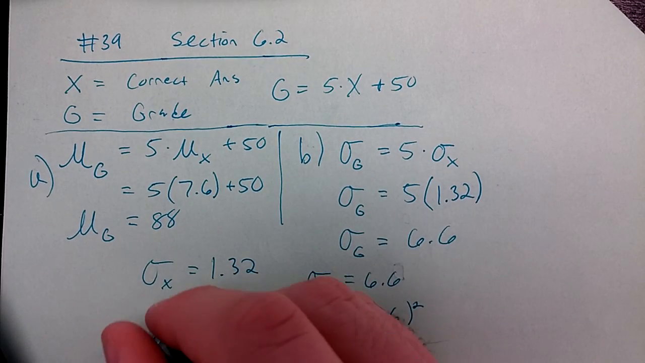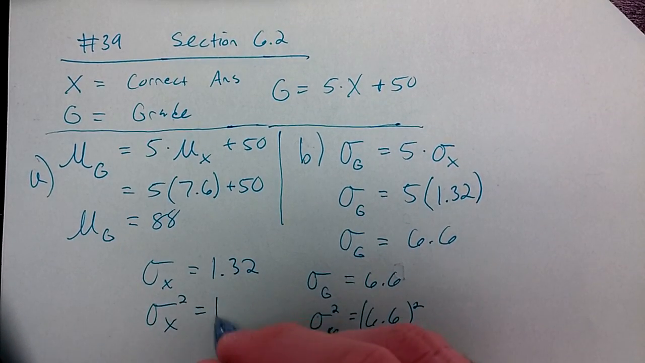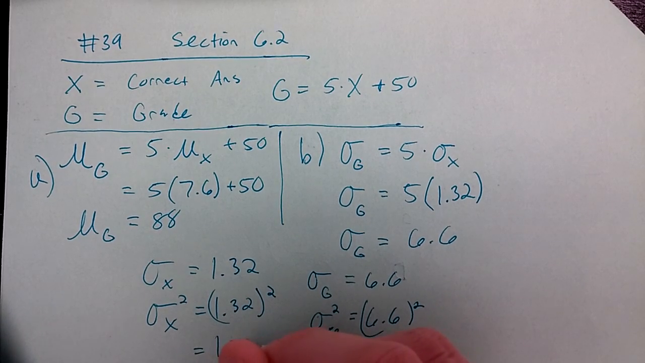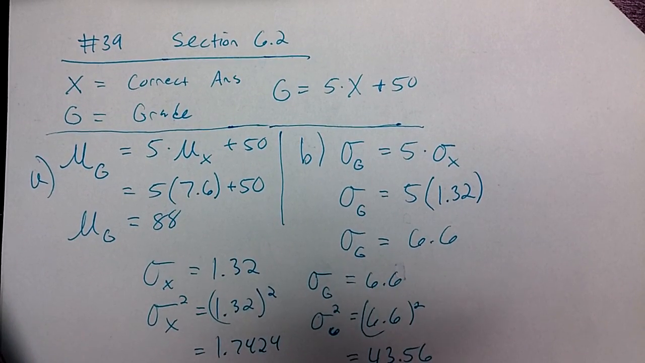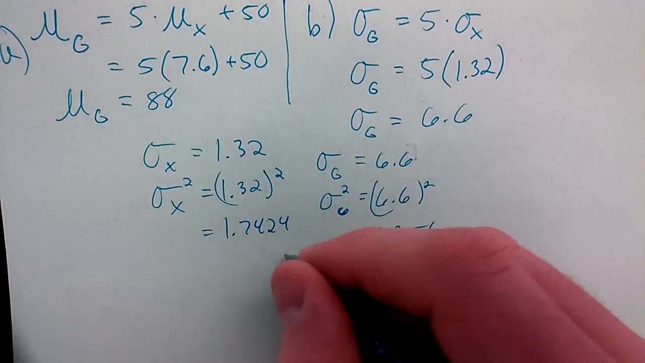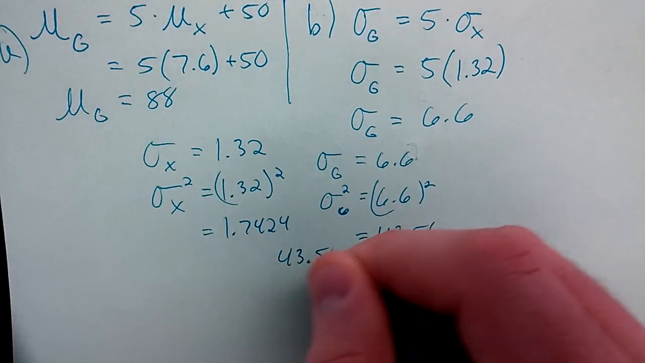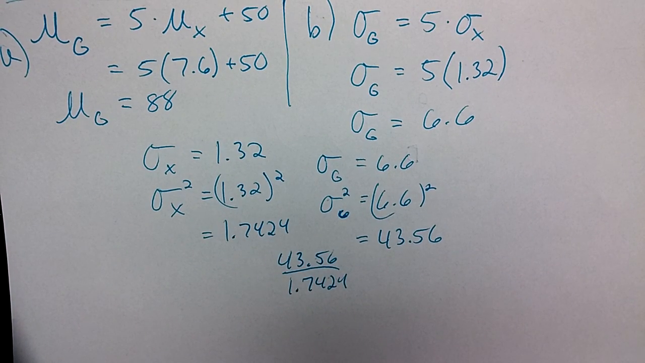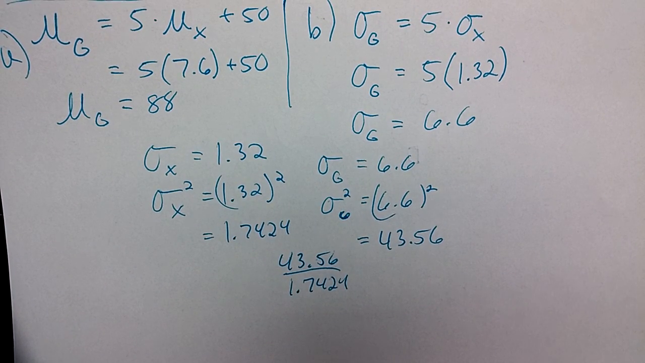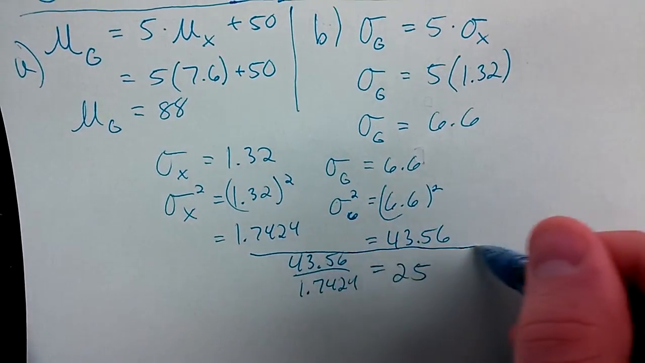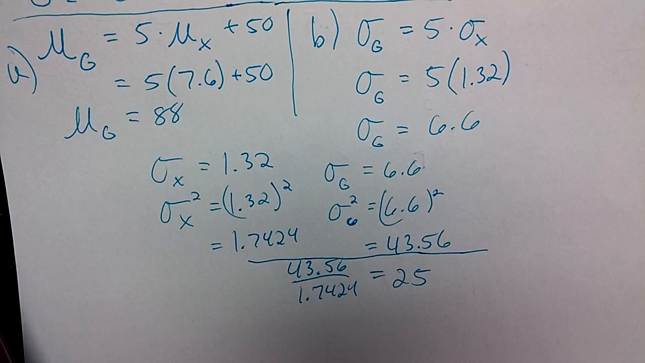If you square 1.32, you get approximately 1.7424. Now, how much bigger is the variance of this compared to this? Do a ratio. Divide those two numbers and see what your factor is. 43.56 divided by 1.7424, you get 25, which is weird because we didn't multiply by 25, we multiplied instead by 5.